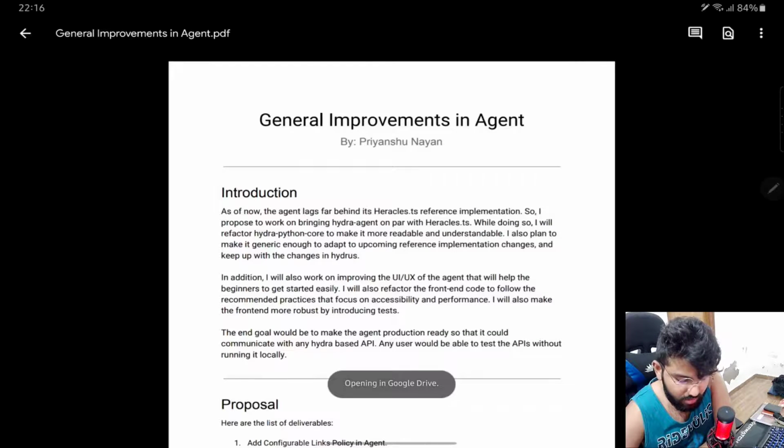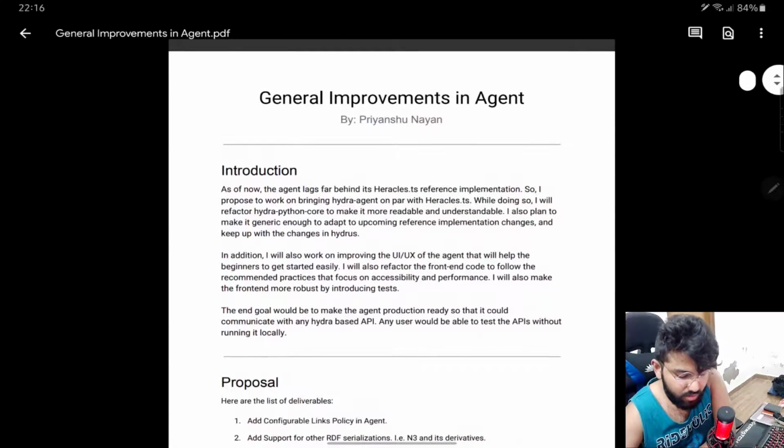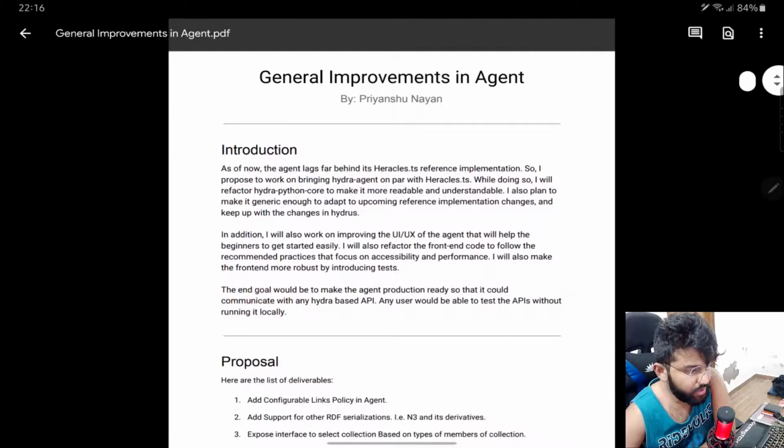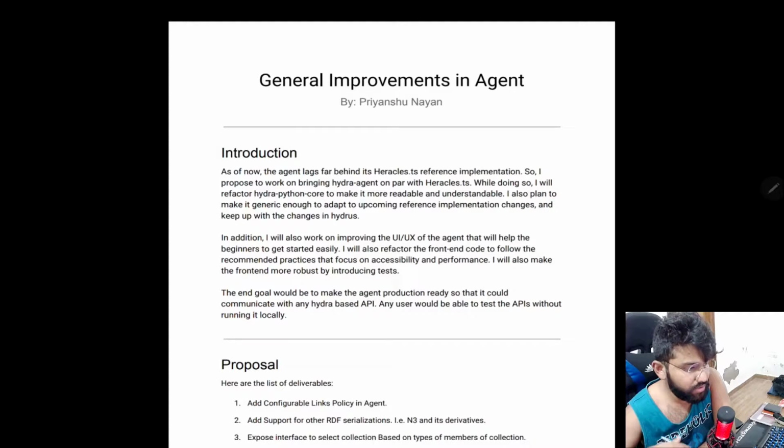This has been contributed to us by Priyanshu Nayan. Mind that all the proposals that I'm going to show you right now have been selected in GSOC 2020. This particular proposal was for the Hydra ecosystem. If you remember, in one of my videos, I was going through the list of organizations, and Hydra was one of them. So don't worry if you are not able to read it right now during the video. I'll be sharing the link to these proposals for you guys to go through them and maybe take some ideas.